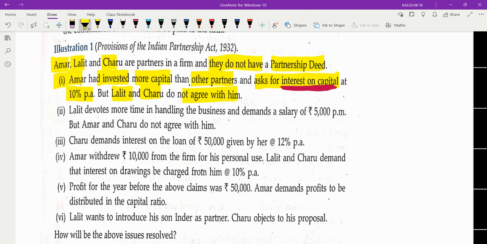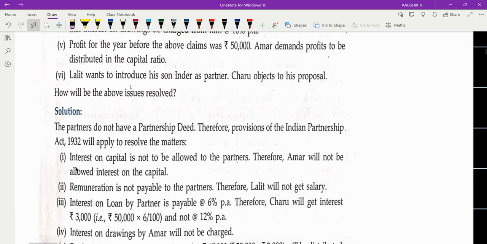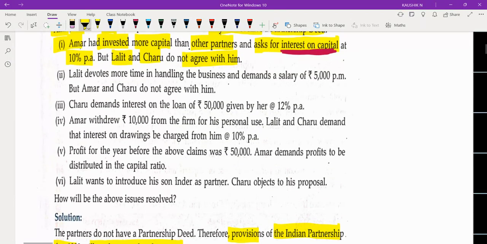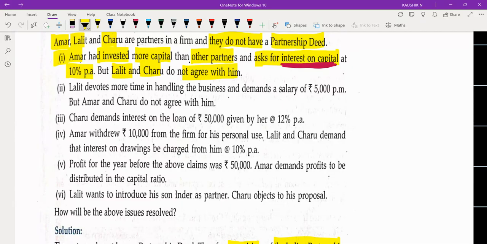So look at the solution for the first answer. It will be mentioned very clearly. Okay, the partners don't have a partnership deed, therefore the provisions of the Indian Partnership Act 1932 will apply to resolve the problems. The first case is, interest on capital is not to be allowed to the partners. Therefore, Amar will not be allowed interest on capital. So you have to just give the explanation along with the reason, whether you will allow or not, based on what reason.